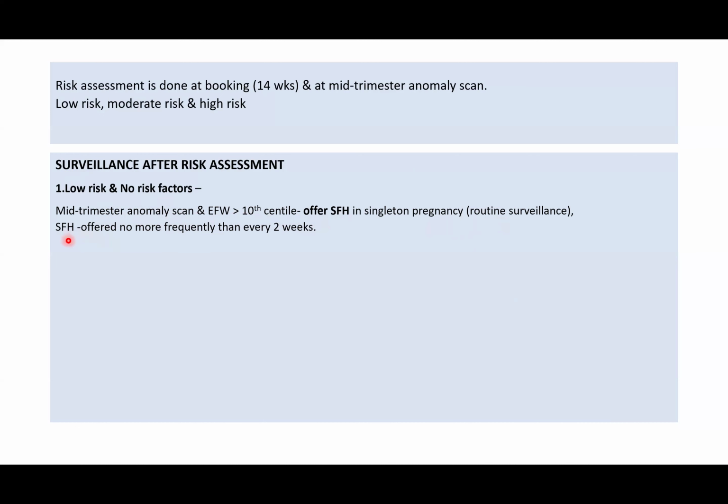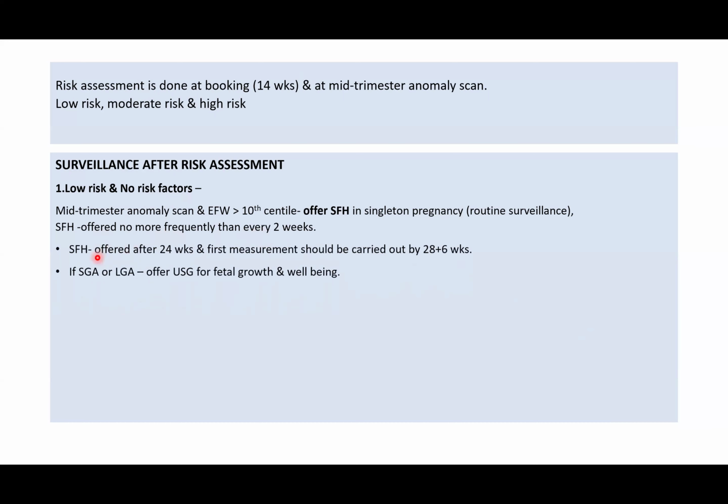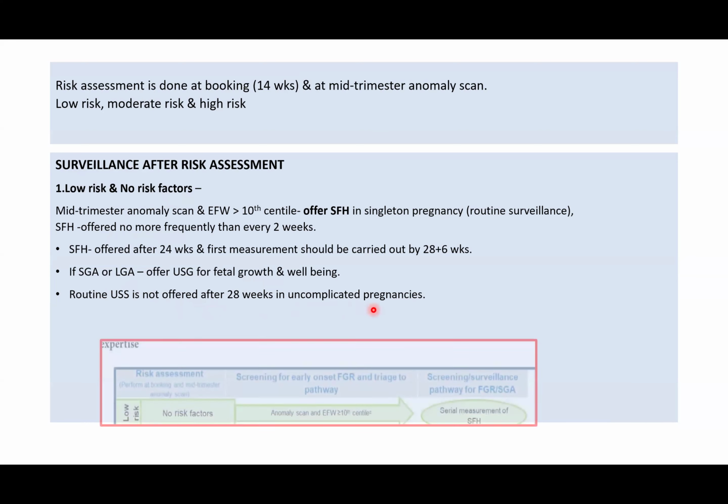And regarding the SFH measurement, it is offered every 2 weeks, no more frequently than every 2 weeks. SFH is offered after 24 weeks, and the first measurement should be carried out by at least 28 plus 6 weeks. Now, if an SGA or LGA baby is diagnosed with the help of SFH, then the woman is offered a further ultrasound scan for fetal growth and well-being. And a routine ultrasound scan is not offered after 28 weeks in any uncomplicated pregnancy.